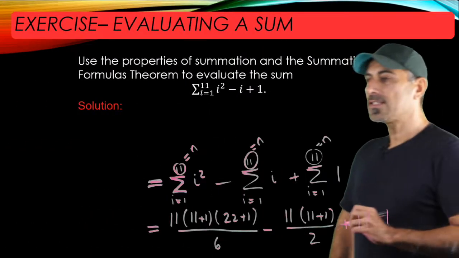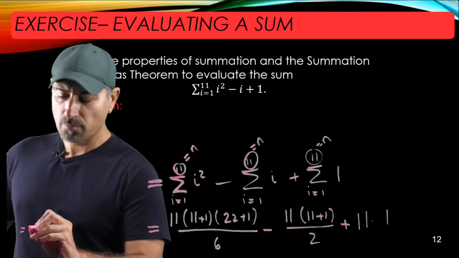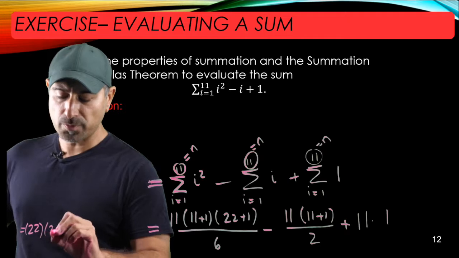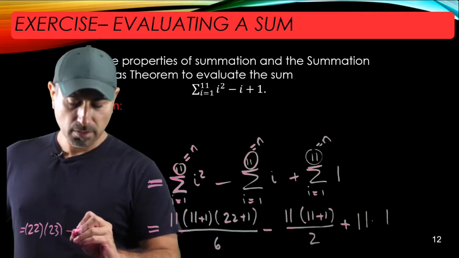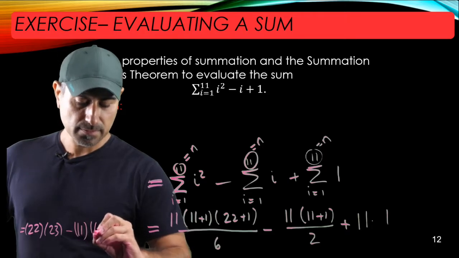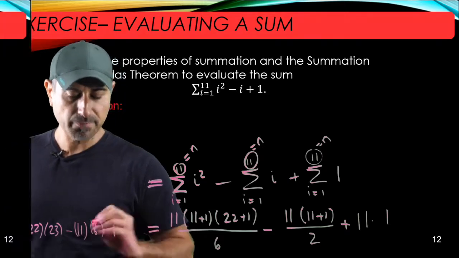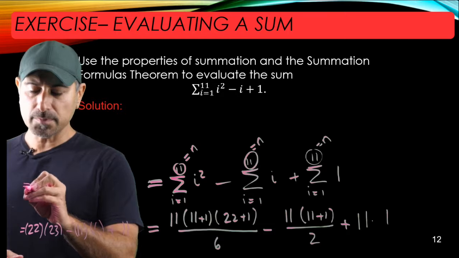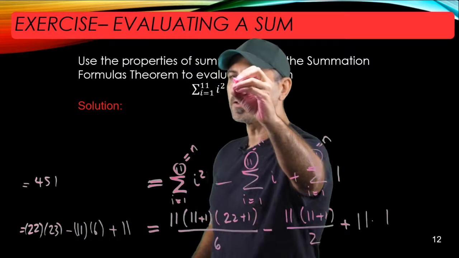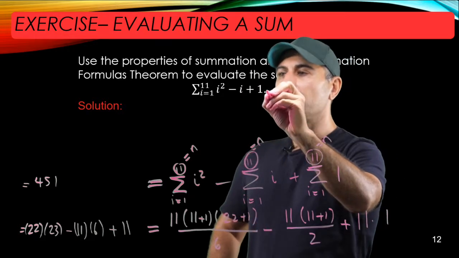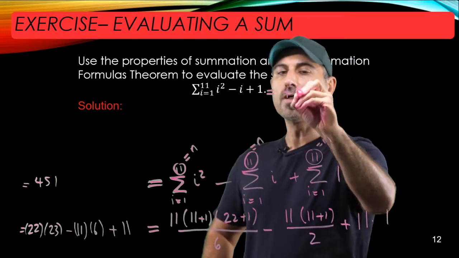You can simplify these terms. So 22 times 23, and then this is going to be 6 times 11, and the other one is going to be just 11. It turns out that the sum is 451, and we can go ahead and say this is equal to 451.